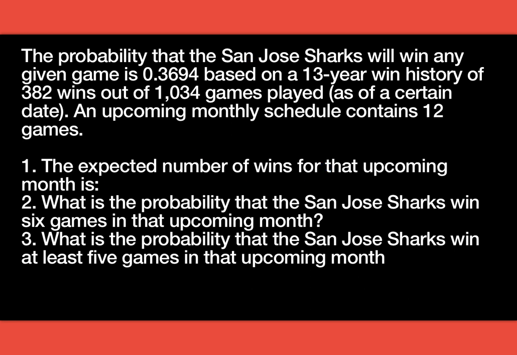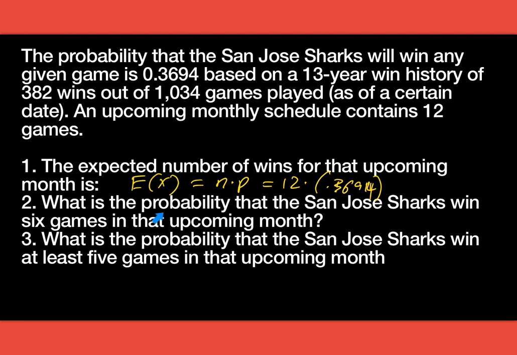All right, so the expected value requires me to remember my formula for expected value. Expected value of x for a binomial is n times p, which is 12 times 0.3694. That's a 4, that last number there. And then you just plug that into your calculator, and it tells you how many games you would expect to win in an upcoming 12-game set. This, again, assumes that the probability of success is constant all the way throughout.